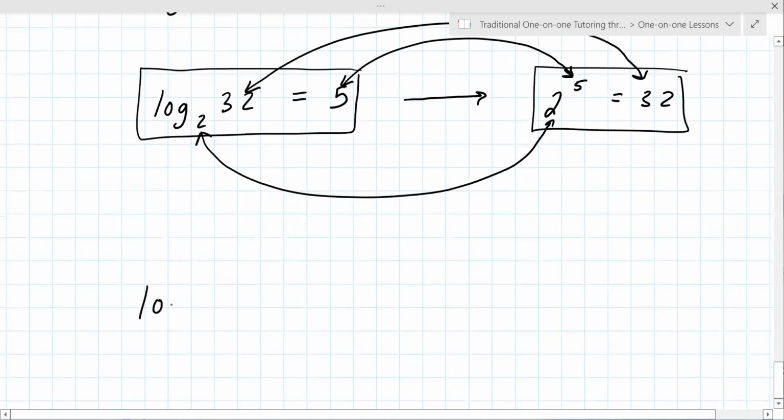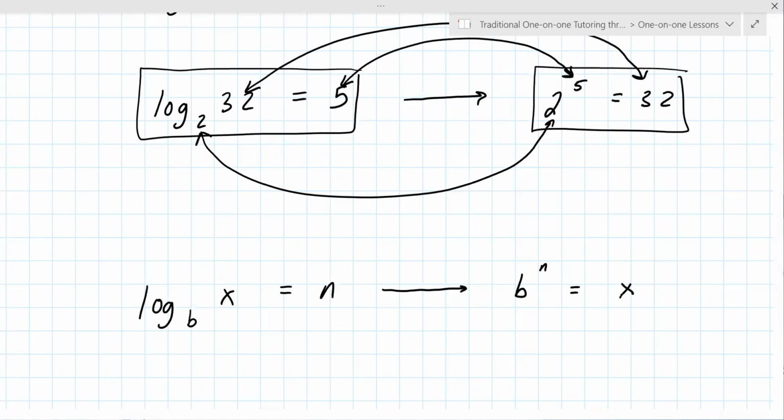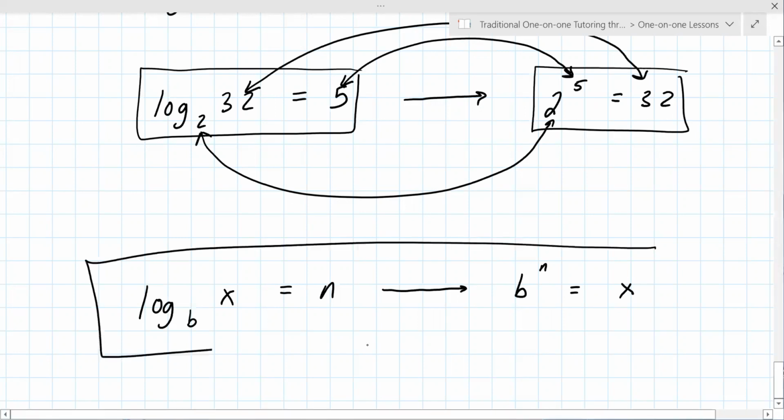More generally, what you're going to get is something like this, where it won't be numbers. It'll be log base b of x equals n. And you'll have to know that this is b to the n equals x. This is probably the thing you would see in a textbook as far as going between them, maybe with different letters.